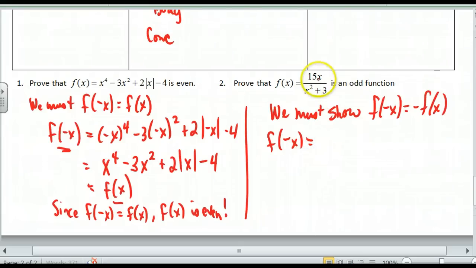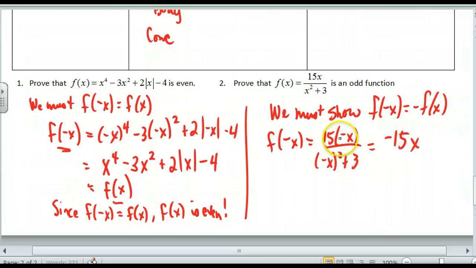So we start off like this, and we're going to take wherever we see x and replace with negative x. So this is 15 times negative x all over negative x quantity squared plus 3. Now we're going to see how this washes out, if it does or not. Well, in the numerator, I don't clear this negative. It's still there. In the denominator, oh, it does clear. So I get x squared plus 3.